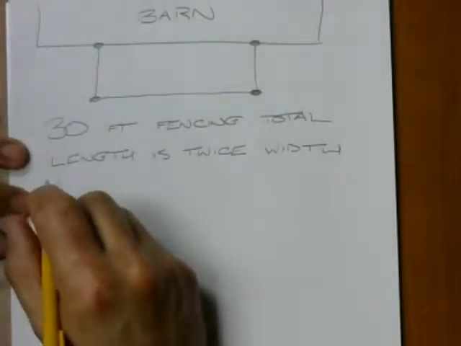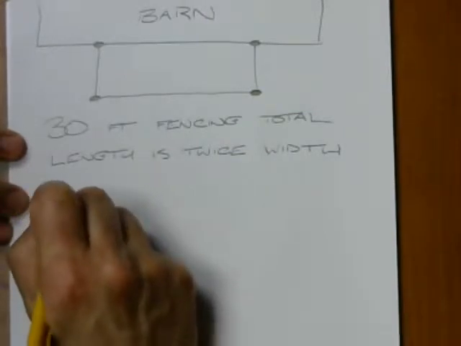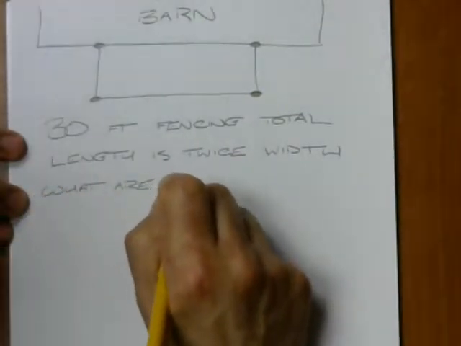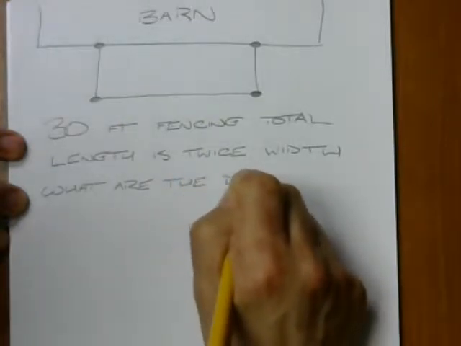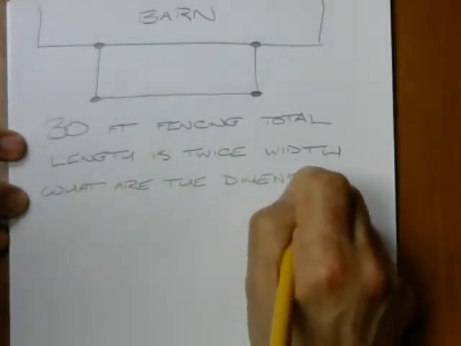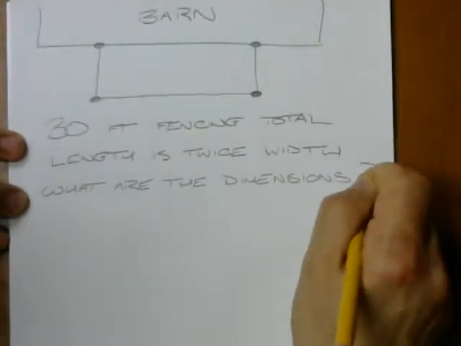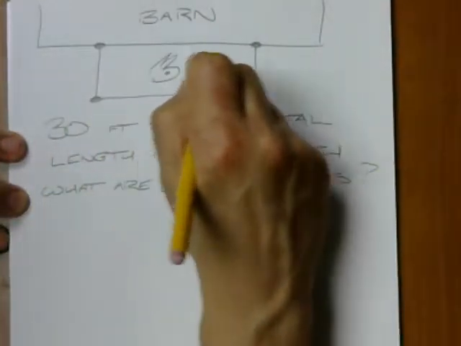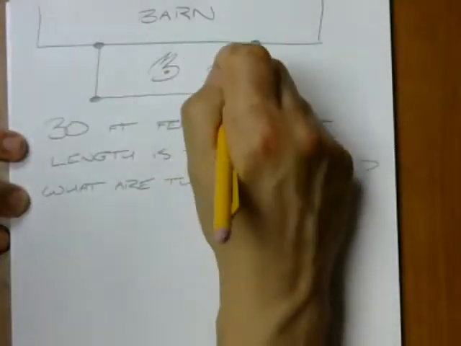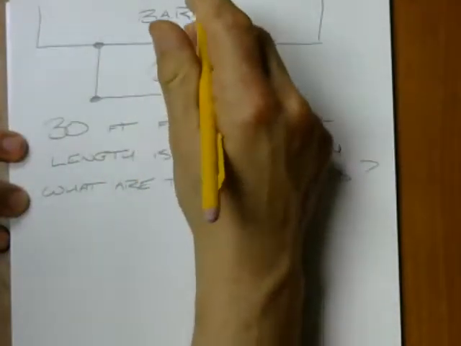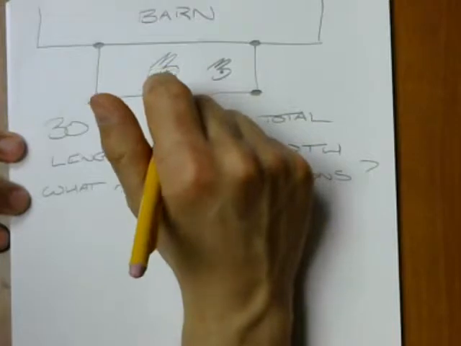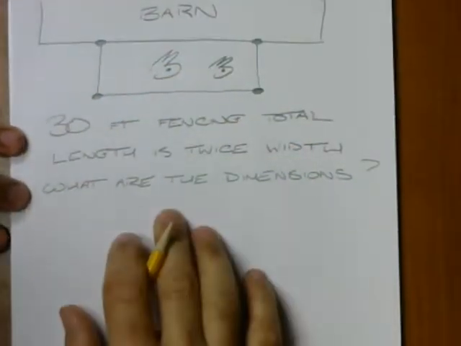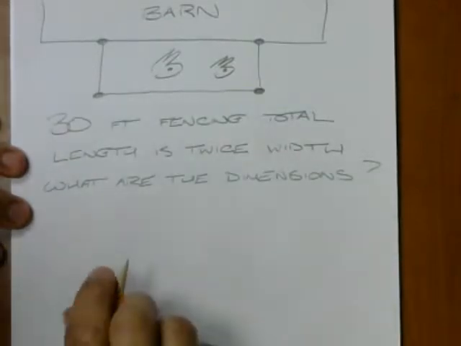So the question is, what are the dimensions of our pen? It's meant to hold a bunny, or maybe more than one. They can't travel into the barn. They can't go through barn walls. And for some reason, they can't burrow either or hop over the fence. So what are the dimensions here?